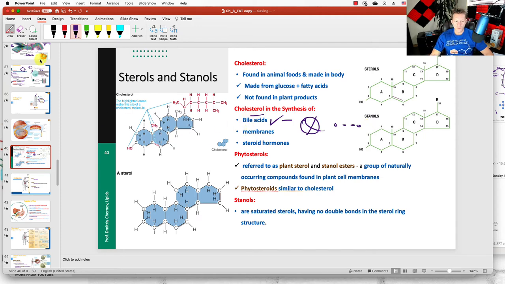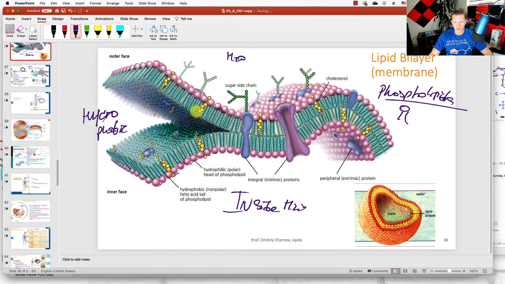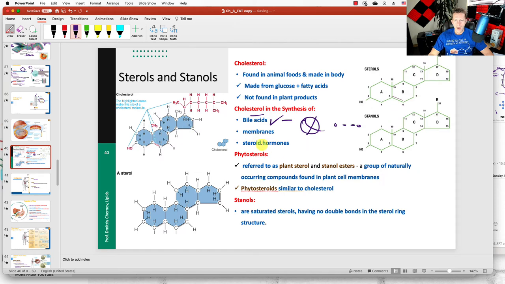Cholesterol is also part of the cell membrane, as you see here. And also we need cholesterol to make steroid hormones. Hormones are regulatory molecules. They can upregulate the process or they can downregulate the process. It is like a red light, stop, a green light, go, make, do something.